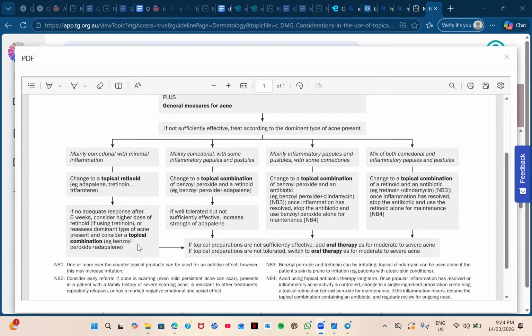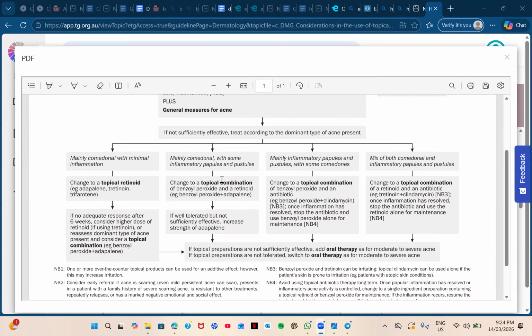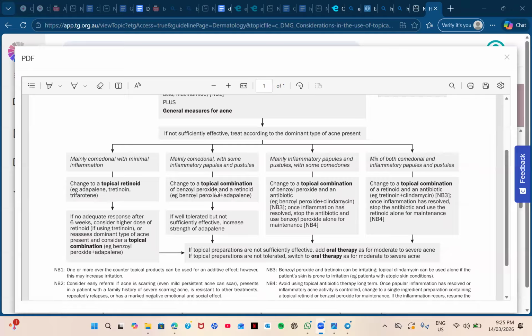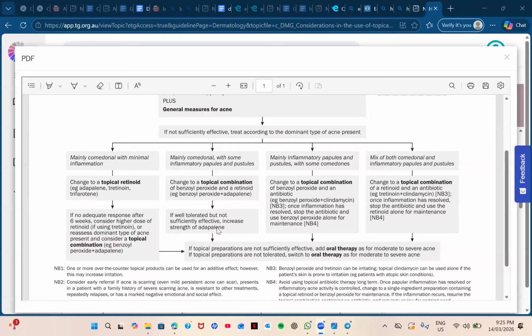Then, if it is mainly comedonal with some inflammatory papules and pustules, here they have inflammatory papules and pustules, then what should you do? A topical combination of benzoyl peroxide and retinoid. Here we have to use a combination, right? If well tolerated but not sufficiently effective, increase the strength of adapalene, right?